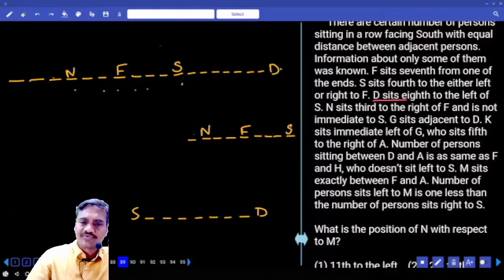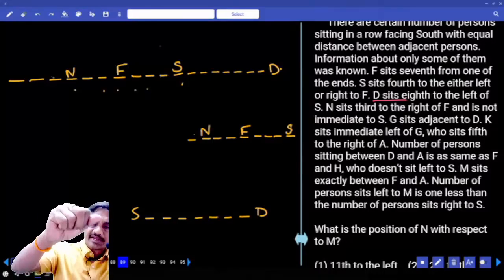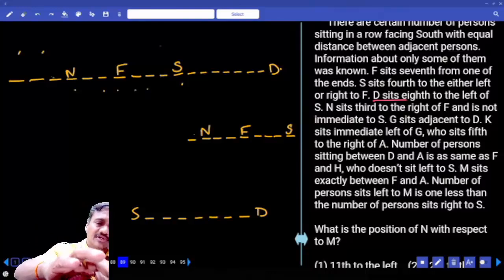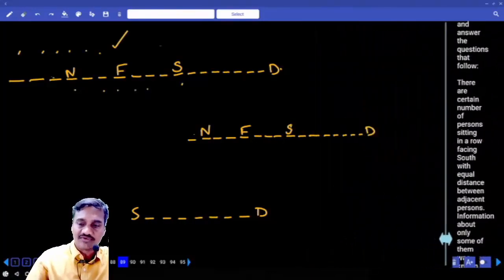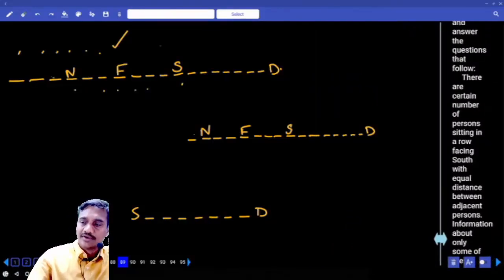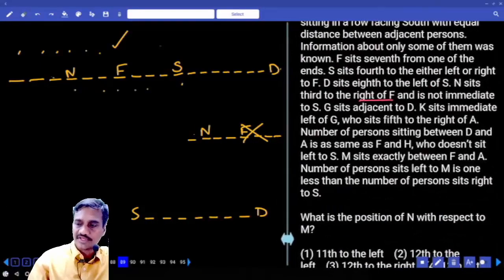F sits 7th from one of the extremes of the row. Here we have F at one of the extremes of the row. 1, 2, 3, 4, 5, 6, 7. Here it is valid. Now in this case, F is at one of the extremes of the row, 7th. Now 1, 2, 3, 4, it is not 7. Hence this case is ruled out. Done? Hence we are left with only one case here.